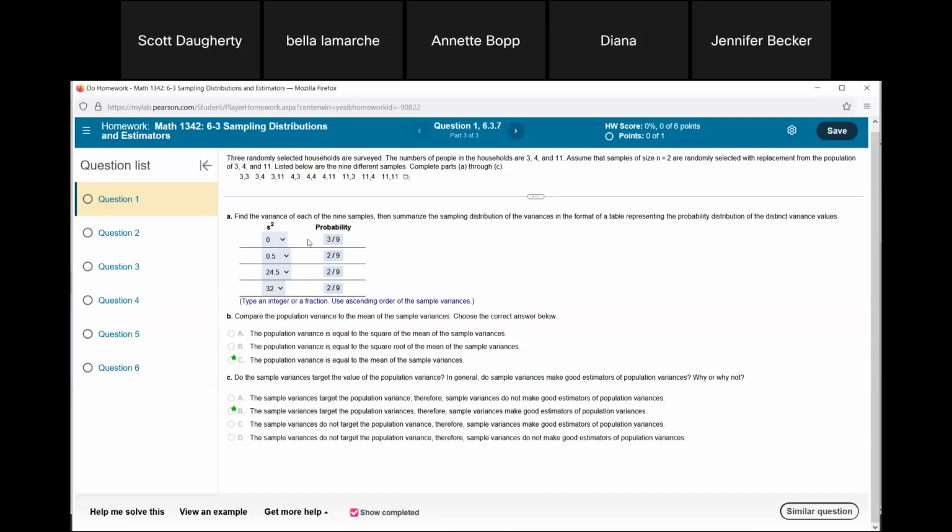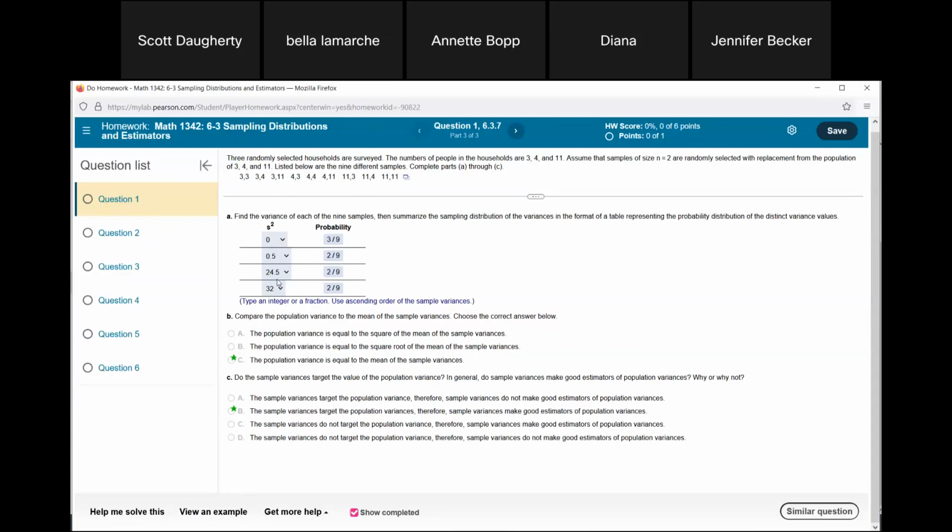And what they want you to do is list the probability of getting the different sample variance values, just like we did for X bar. I think there are 3 zeros: a 0 from 3, 3, a 0 from 4, 4, and a 0 from 11, 11. So that's going to happen 3 out of 9 times. And I don't know what the other numbers are yet. 0.5 is probably this one, since 3, 4 doesn't vary very much. So the sample variance is actually 0.5 here. That would happen for 3, 4 and 4, 3, so it's happening 2 out of 9.